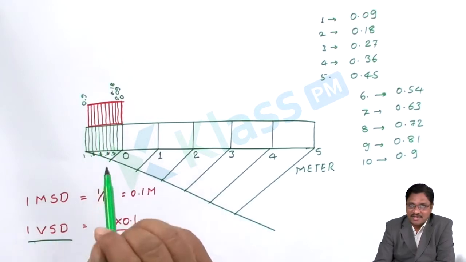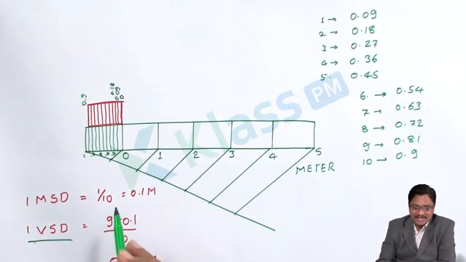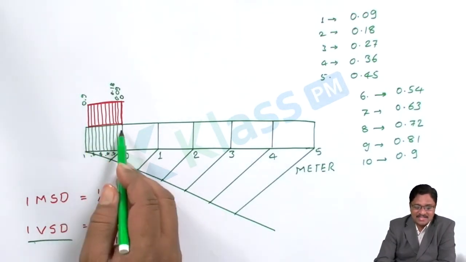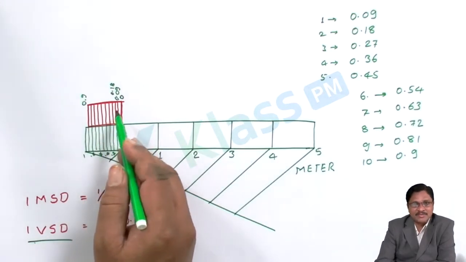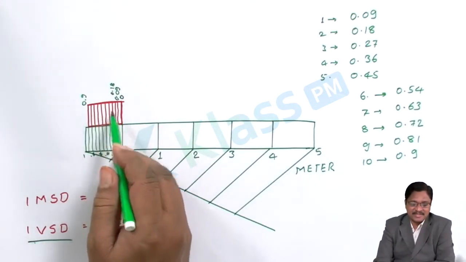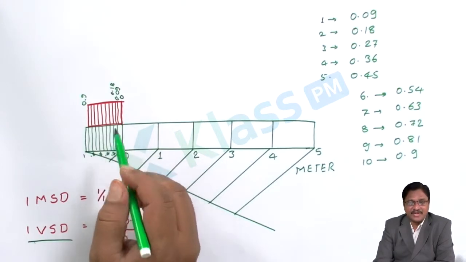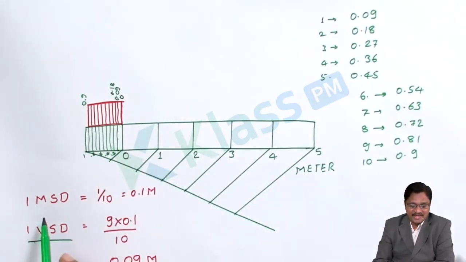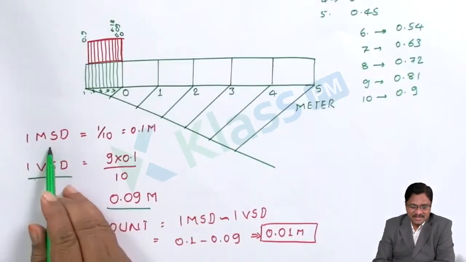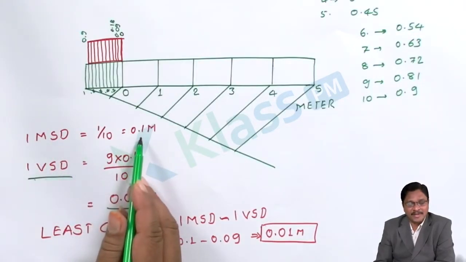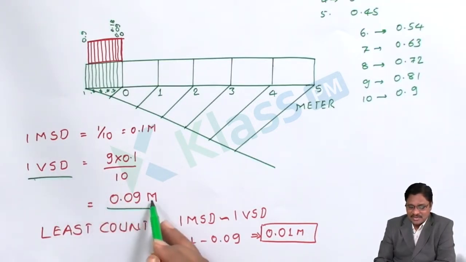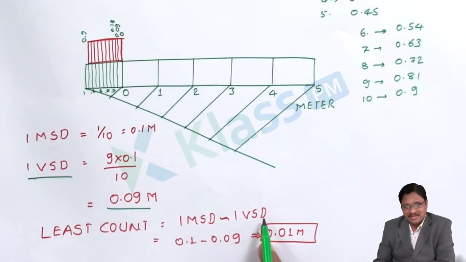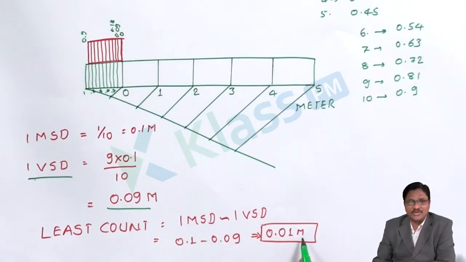When you have to construct the forward Vernier, I have to consider the Vernier length as n minus 1. So that's why I took 1 less than the number of divisions and drew the Vernier length. After that it has to be divided into the same n divisions, that is 10 in this case. After that you have to find each division value by taking the support calculation. 1 MSD equals 0.1 meter. 1 VSD, Vernier scale division, equals 0.09 meters. Least count is the difference of the MSD and VSD, 0.01.